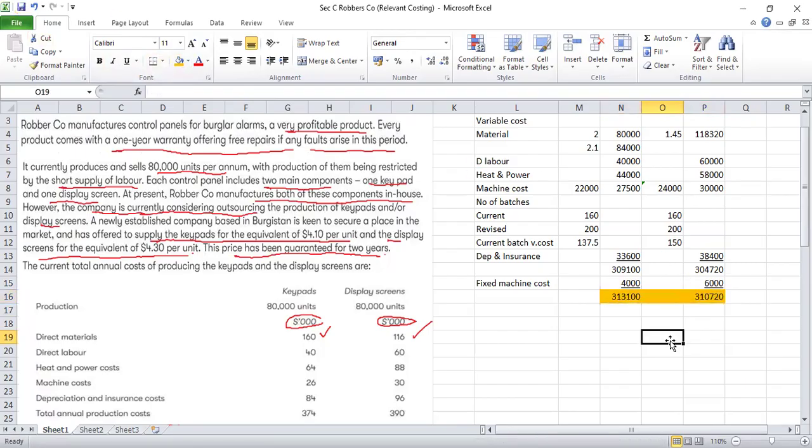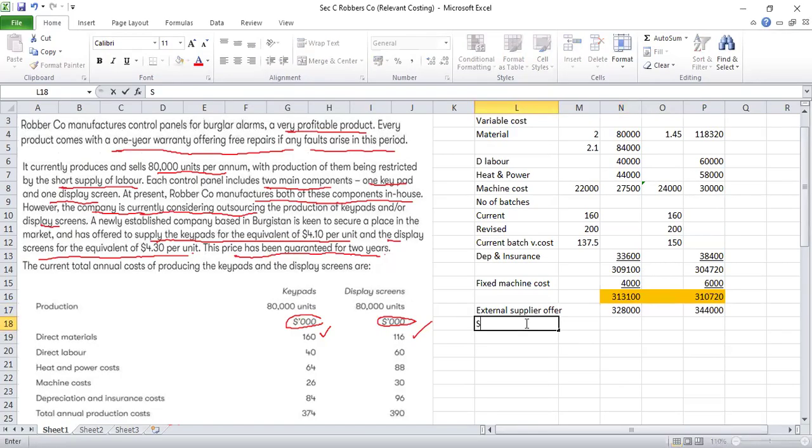Now we will compare it with the external supplier offer, at what price the external supplier is offering. The external supplier is saying 4.1 and 4.3. So the external supplier offer is equal to 4.1 into 80,000, and 4.3 into 80,000. So definitely will you accept? You have to pay extra cost.